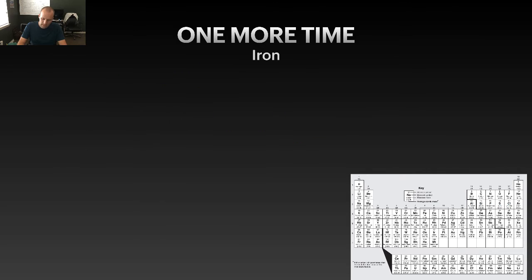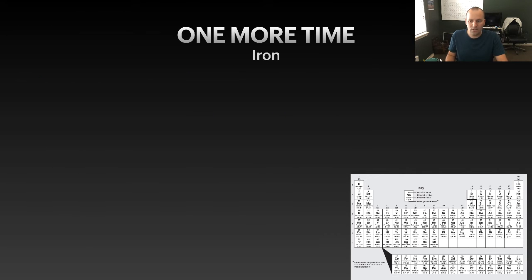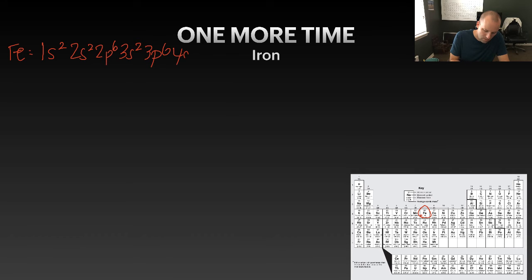Let's do one more try. Make it a little bit harder. Iron. Iron is right here. Okay, so we have to go a little bit further. So for iron, it would be 1s2, 2s2, 2p6, 3s2, 3p6, 4s2. Now here's where you have to be careful. 3d, 1, 2, 3, 4, 5, 6. 3d6. Okay, so we end up at 3d6.